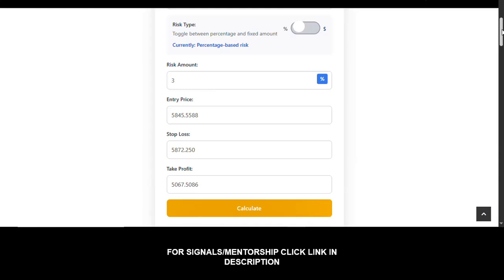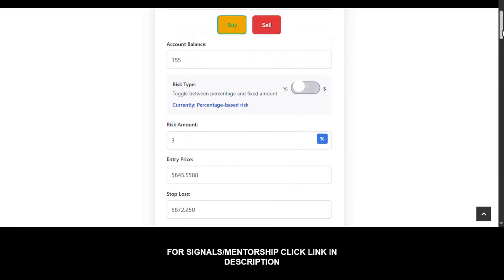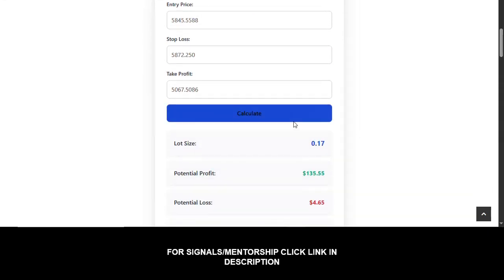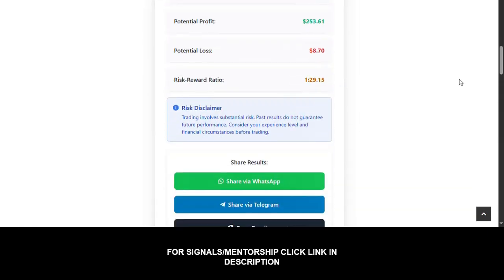Okay, so that 290 now, guys, so as long as you are keeping the same risk, even when your account is growing, this is going to be very easy for you. You can see as your account is growing, even your lot size is growing, even your potential profit is growing, your potential loss is growing. Okay, the only thing that is constant here is the risk to reward ratio.